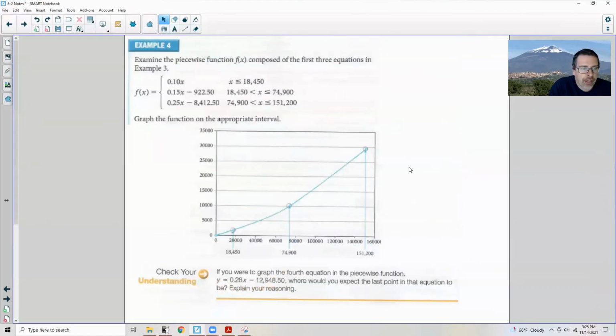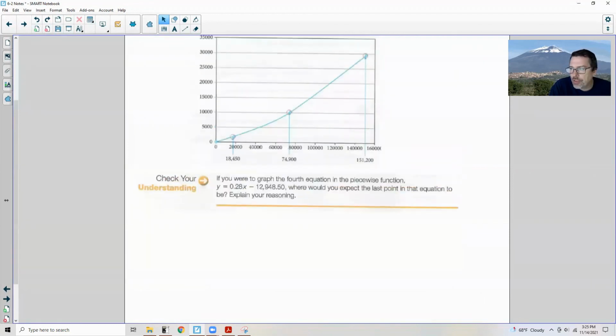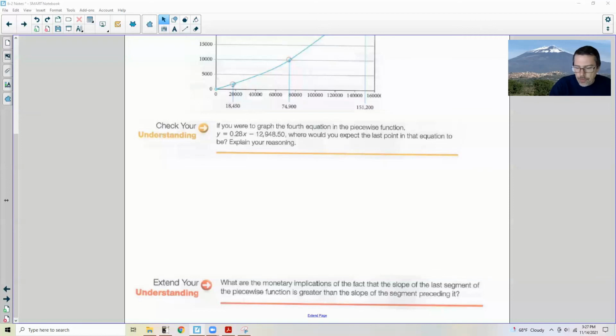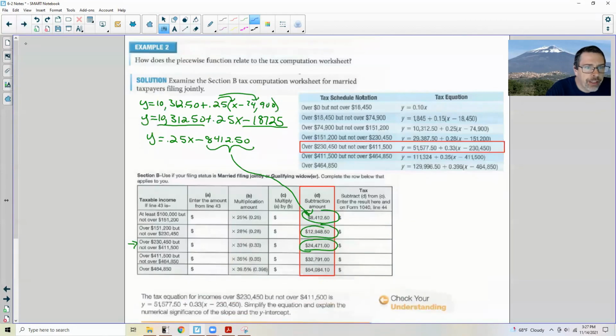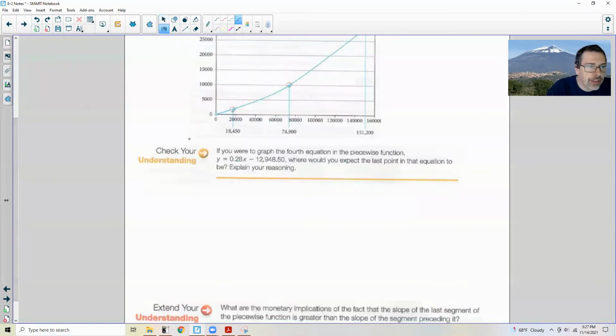Okay, so now let's check your understanding. If you were to graph the fourth equation in the piecewise function, y equals 0.28x minus $12,948.50, where would you expect the last point in that equation to be, and explain your reasoning? Okay, so looking at this, we're in the 28% bracket minus the 12,000. So I'm going to go back a couple of pages, and that would be in this table right here. So our maximum income is $230,450. That is our taxable income X.